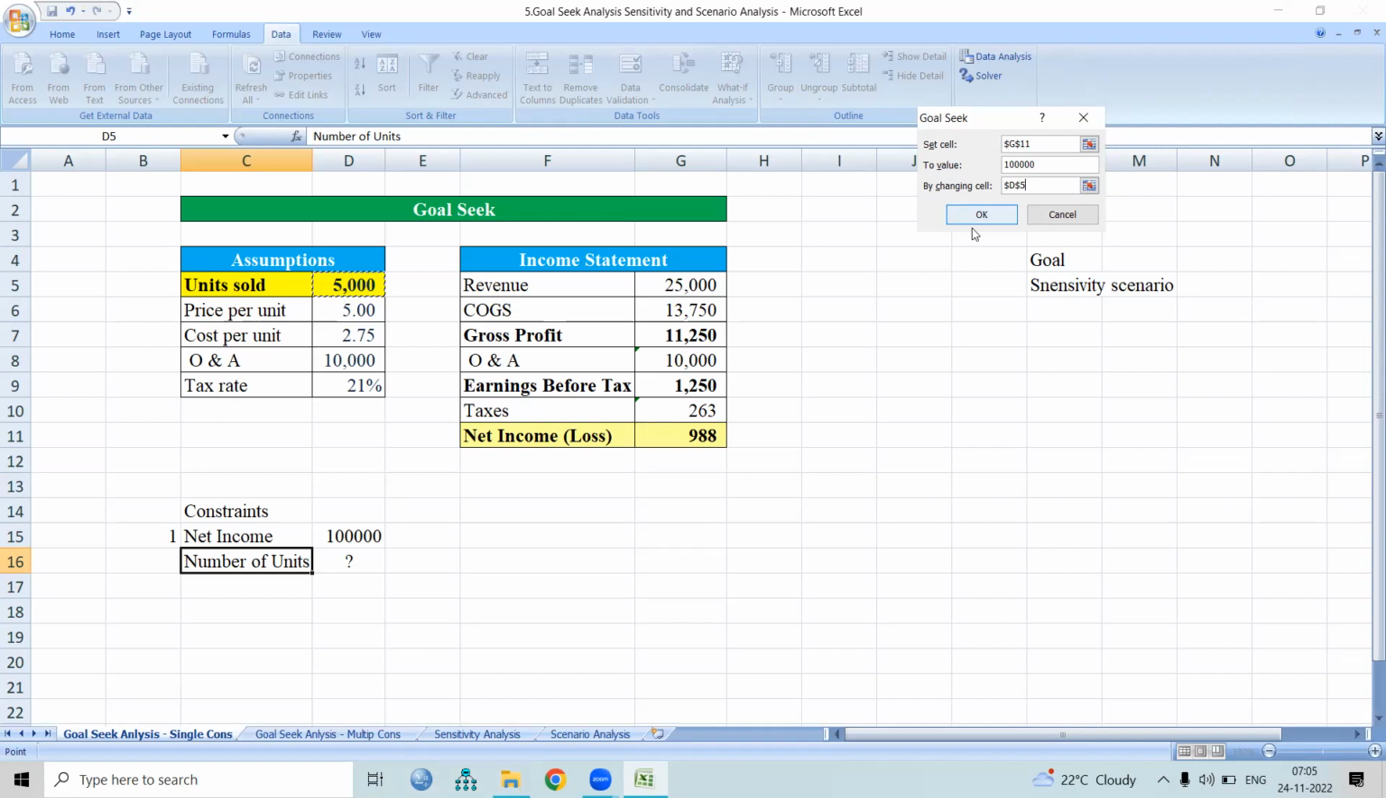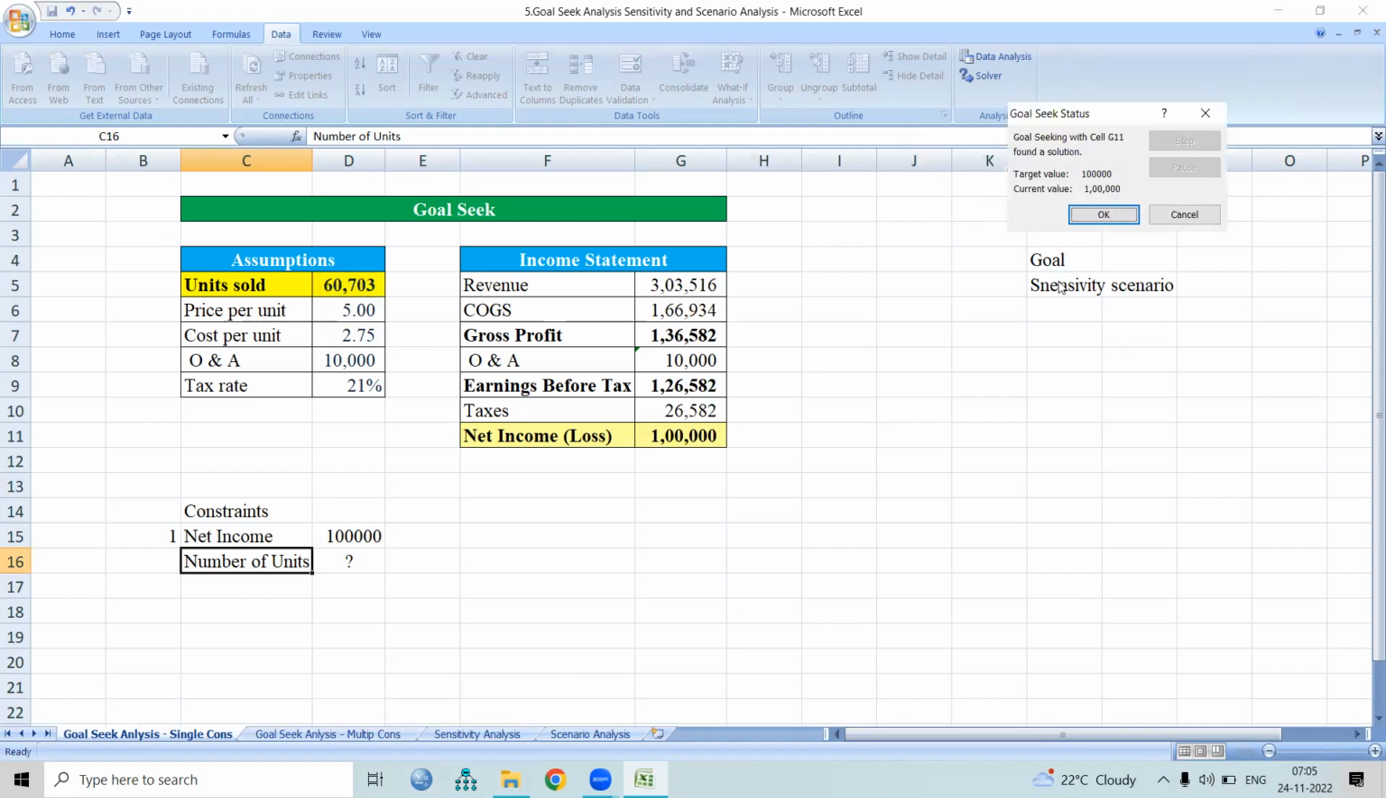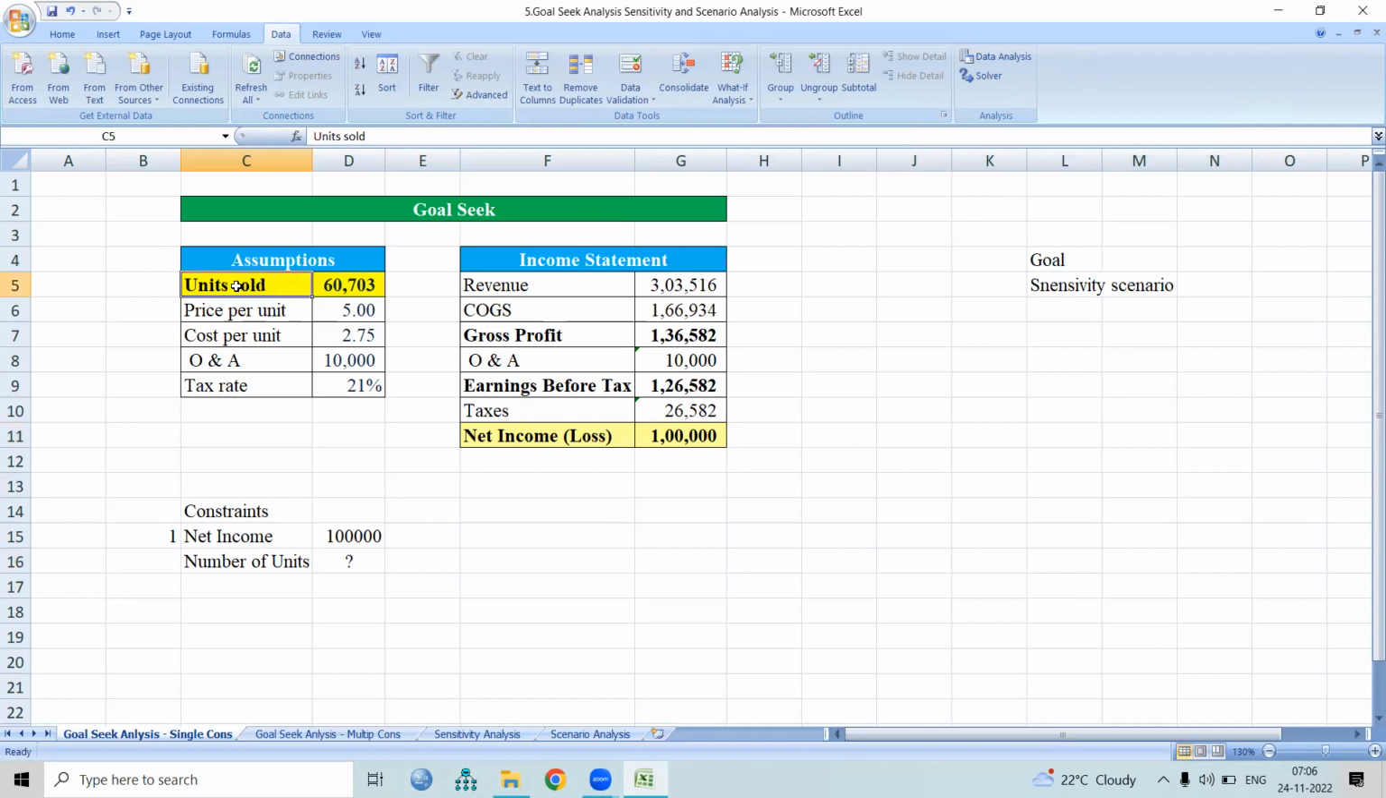So the input is ready. Just click OK button and then click OK. Could you see here the difference? Previously, it was 5,000. To generate a net income of rupees 1 lakh, the company is supposed to sell 60,703 units.